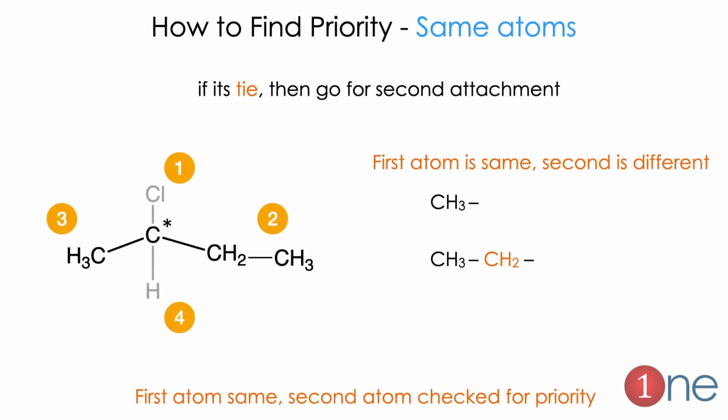Here is an interesting case. The chiral carbon is connected with chlorine, hydrogen, 1 methyl and 1 ethyl. Here the connected atoms are chlorine, hydrogen and carbon in both methyl and ethyl. So how do you find the priority here? In the methyl group, the carbon is connected with only hydrogen atoms, but in the ethyl group the carbon is connected with 1 more carbon. So CH2CH3 will get higher priority because it has more carbon. The ethyl group, the second group, has higher priority. Why? Because it is connected with another carbon. So if there is a tie, you go to the next atom to get the priority.